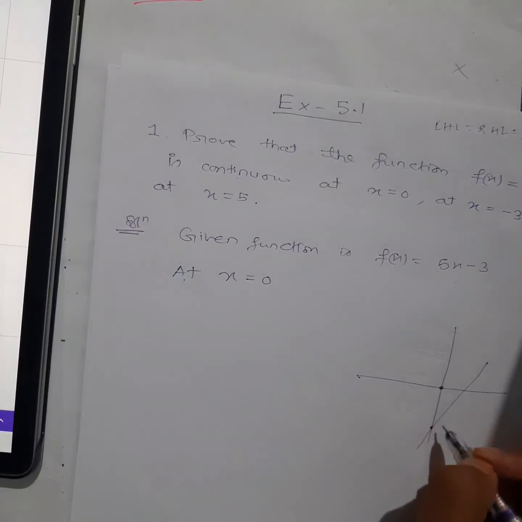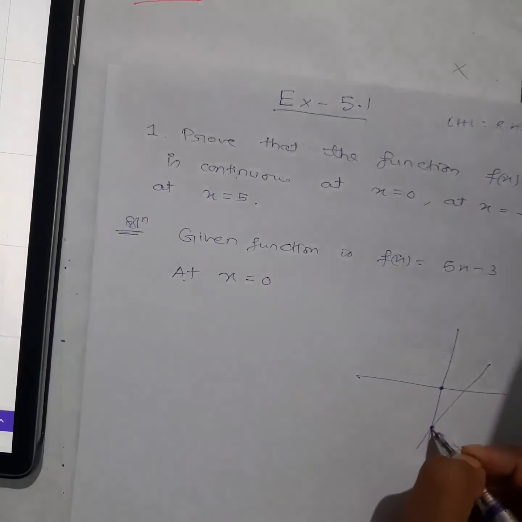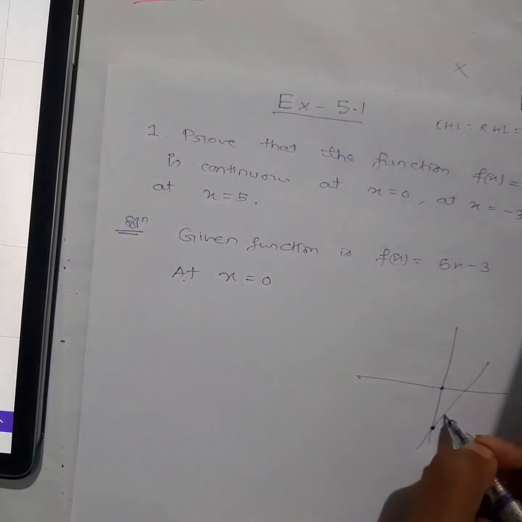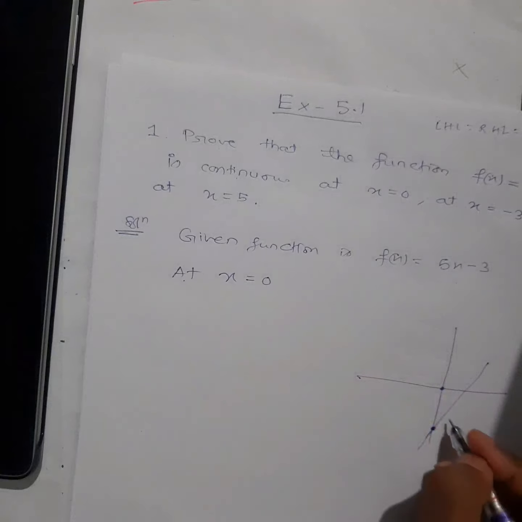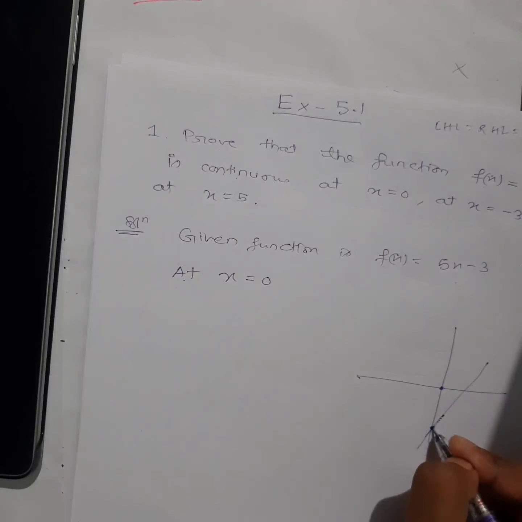At x equal to 0, f(x) is this one. At this point I have to check whether it is continuous or not. So to check that without the graph, how will I do it? See, I'm on the graph, I'm just explaining. I will explain it like this. I will just show that these points which are there are approaching towards this point.